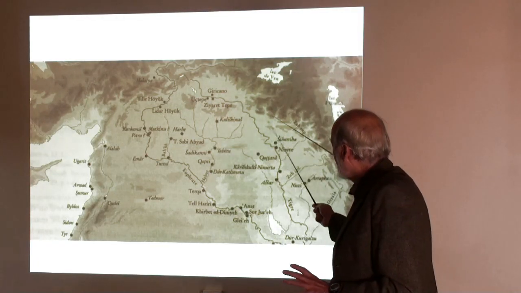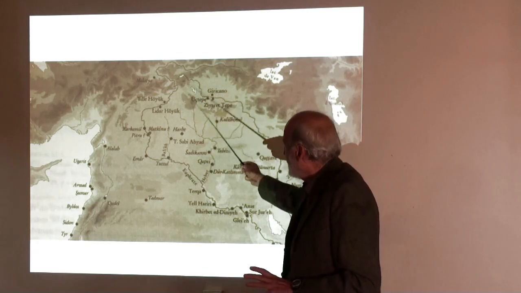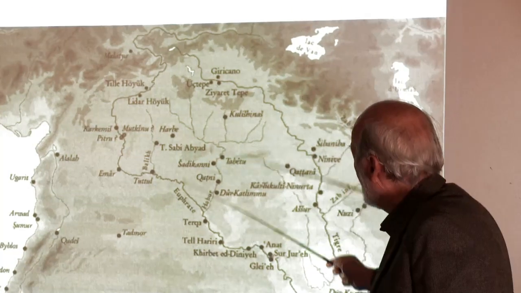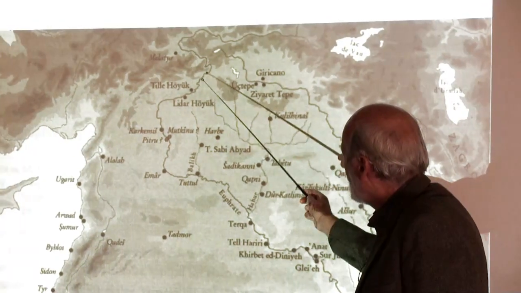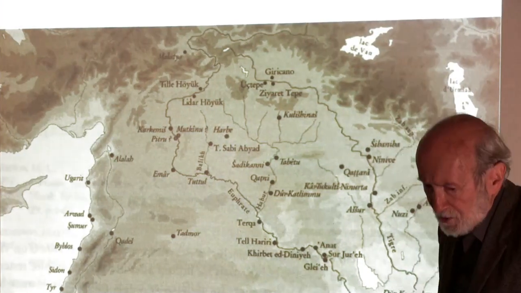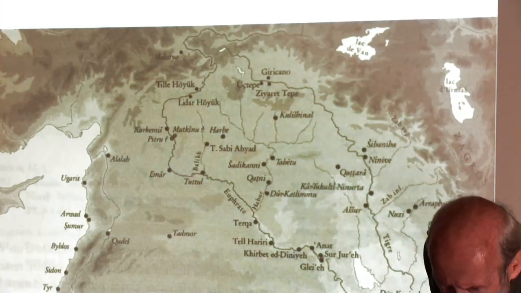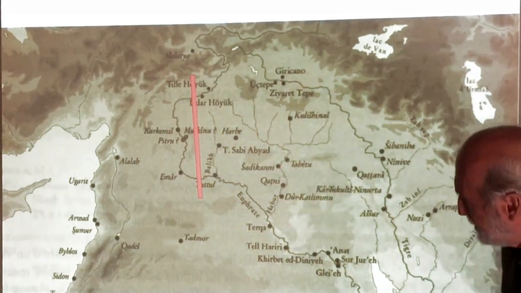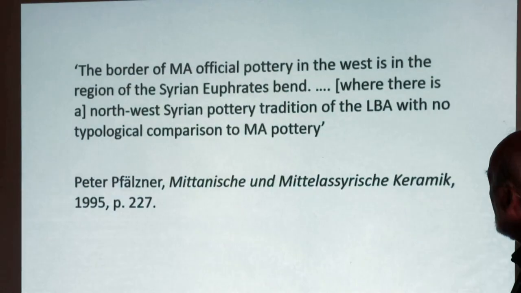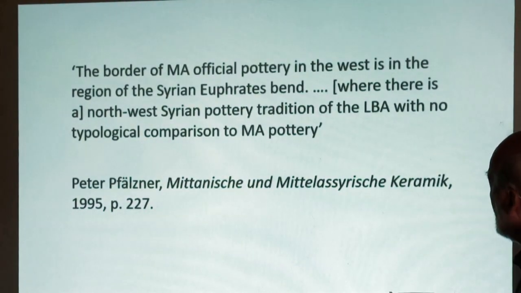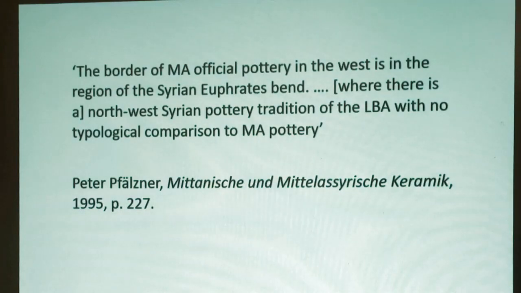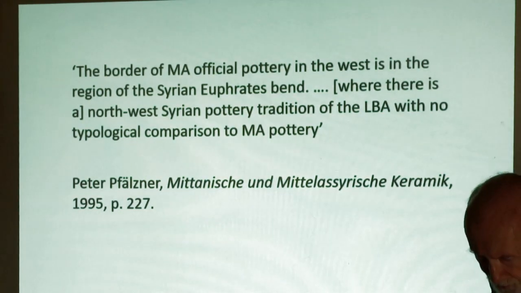Now, there's a problem in that Assyria is over here, and the Euphrates River is in between there and the coast, and this tends to be a barrier across which pottery styles do not cross. Just to reinforce that point, a quote from Peter Pfälzner: the border of Middle Assyrian official pottery in the west is in the region of the Syrian Euphrates bend, where there is a northwest Syrian pottery tradition of the Late Bronze Age with no typological comparison to Middle Assyrian pottery. So there's this sort of barrier.